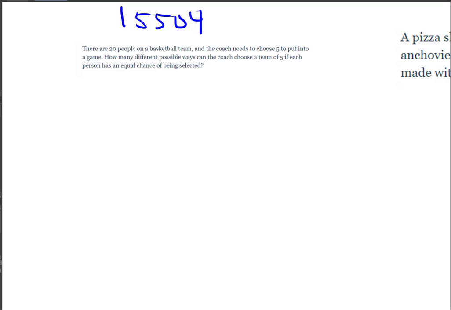Here we go. There are 20 people on a basketball team, and the coach needs to choose 5 to put into a game. How many different possible ways can the coach choose a team of 5 if each person has an equal chance of being selected?